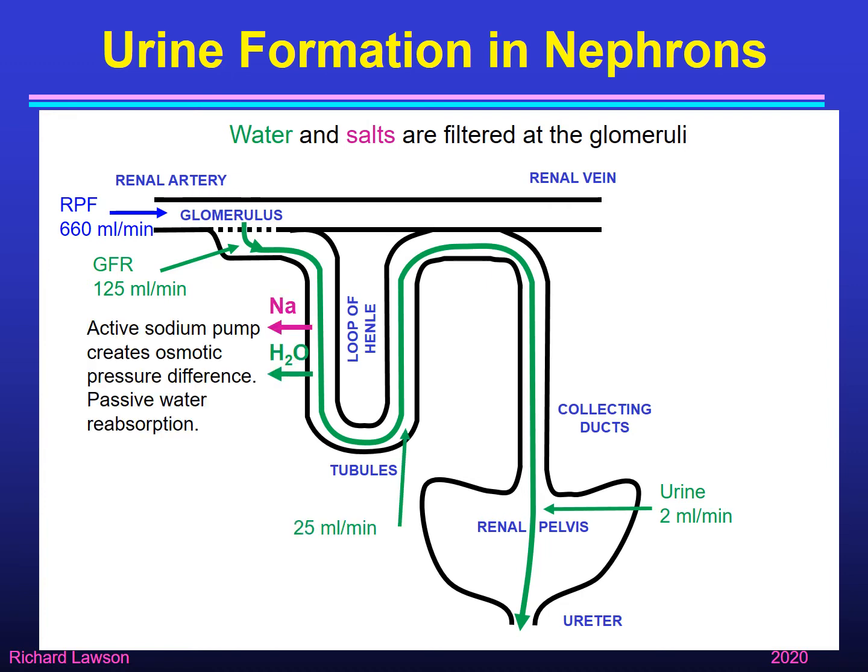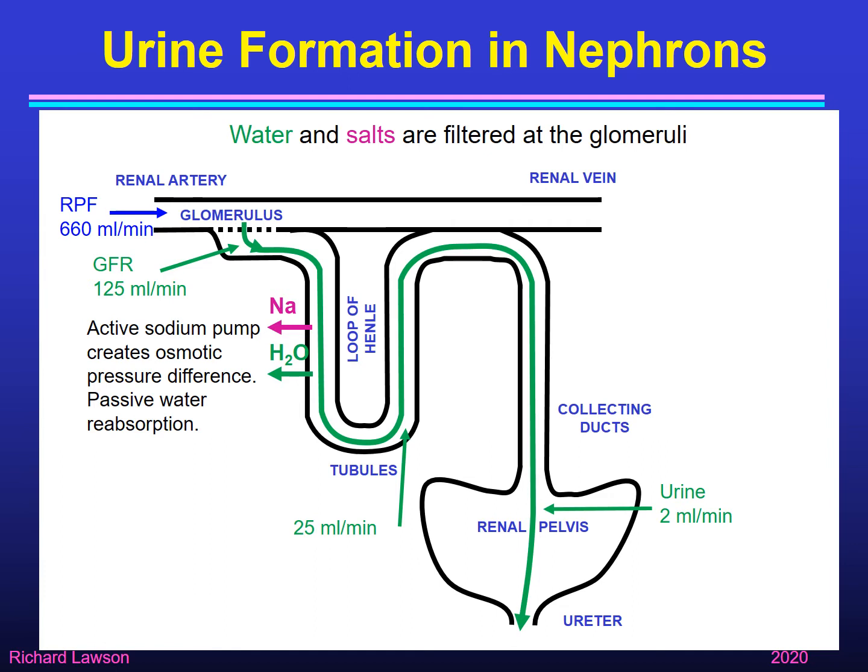Now we know that there are mechanisms by which sodium is actively pumped out of the filtrate in the descending limb of the loop of Henle. That will create an osmotic pressure difference because there's a greater concentration of sodium ions in the cells surrounding the tubules compared with the filtrate inside the tubules. That osmotic pressure difference will cause water to be reabsorbed passively because the water will try to follow the sodium in order to equalize the osmotic pressure. So the active sodium reabsorption is followed by passive water reabsorption.